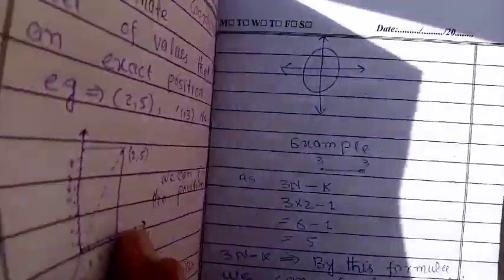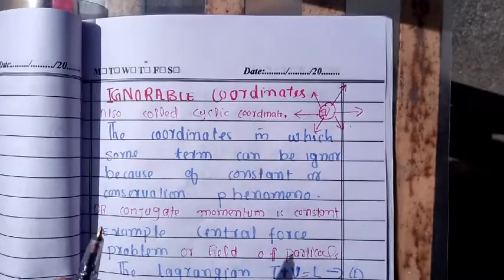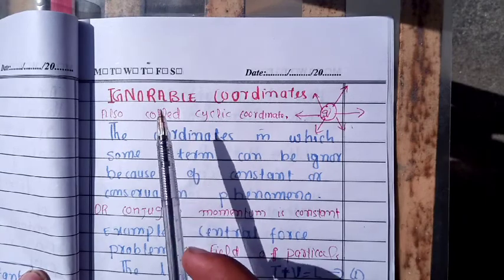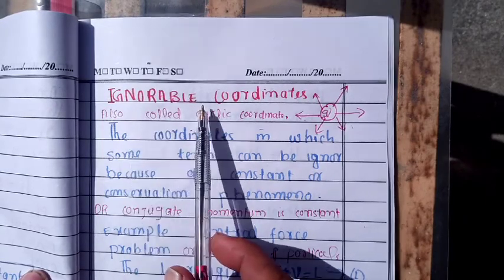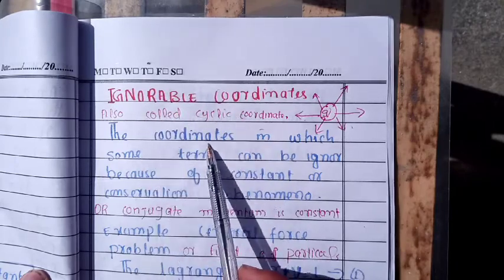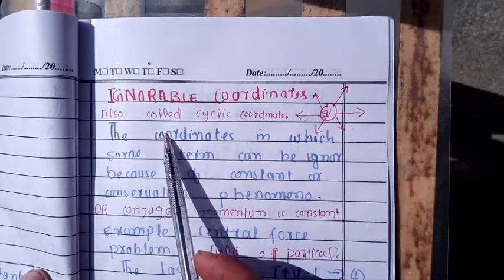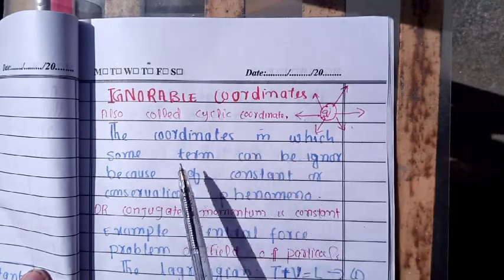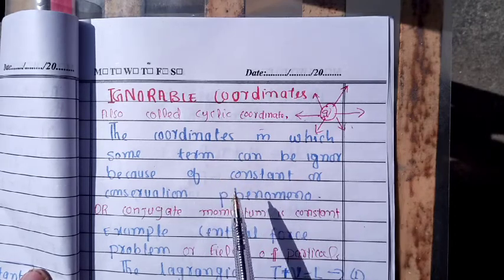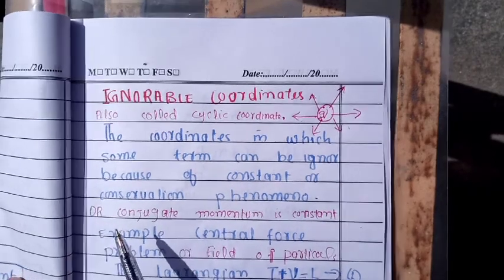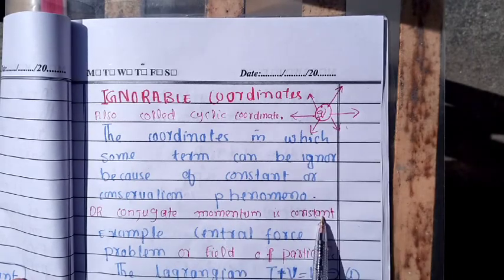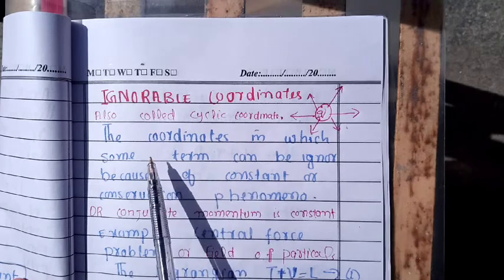What are ignorable coordinates? Ignorable coordinates are also called cyclic coordinates. They are generalized coordinates in which some term can be ignored because of constant or conservation phenomena. We can also say that the corresponding conjugate momentum is constant. When the conjugate momentum is constant, the coordinate is known as an ignorable coordinate.